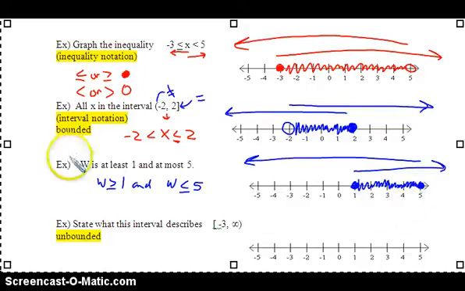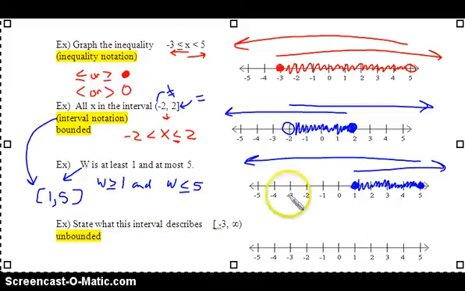If I wanted you to write this in interval notation, the way that you would write it is, because both of them are equal to, you would use 2 brackets. Start off with the smaller number, go to the bigger number. So this is the way it would look like in interval notation. And this is the way that it would look like in inequality notation.